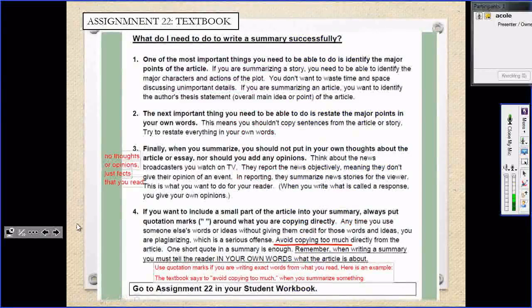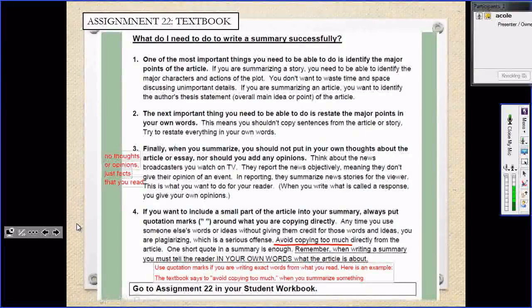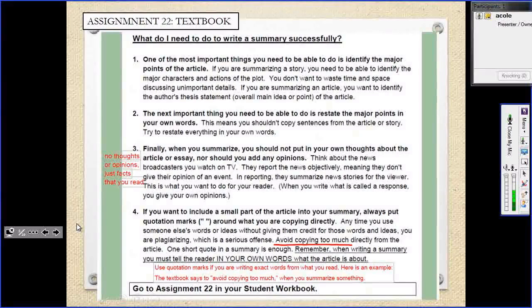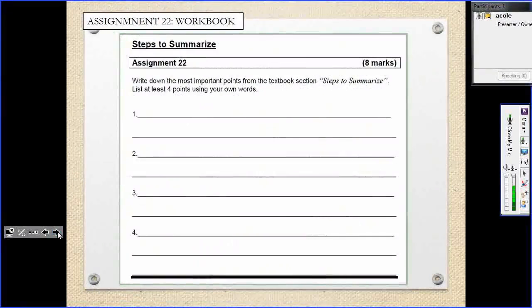All right, so now we can move on to assignment 22. So what this is, just to explain it, is you read the information in your textbook, and then you go and fill in assignment 22 in your workbook. I'm just going to skip ahead and show you what assignment 22 looks like in your workbook. This is assignment 22 in your workbook.